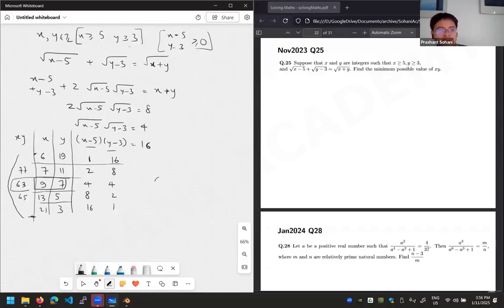Okay, so I'll definitely consider this as one of the simplest questions, and this should be a time saver for you: quickly squaring and getting rid of the square root, factorizing 16 and checking the answers manually until you get the right one.